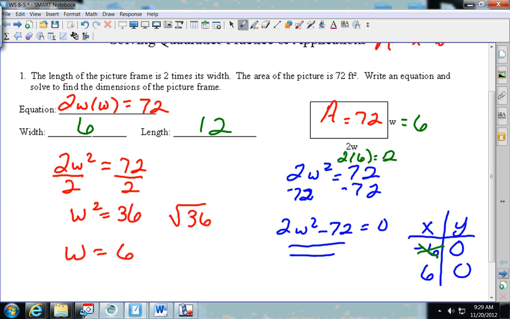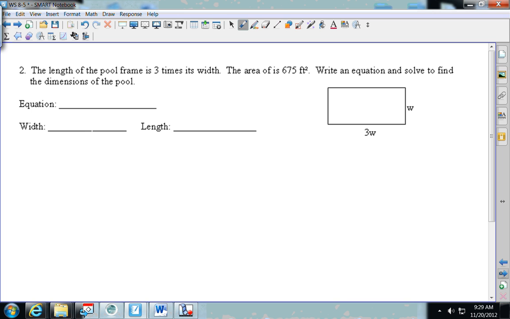Let's try the next one. Watching the video, you should pause it and come back and see how you do. Others of us in here should already have this done.